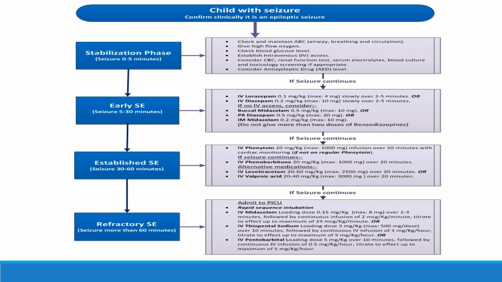Do not give more than 2 doses of benzodiazepines, because if there is no response to two doses of benzodiazepine, then we have to shift to more potent IV medications. If the seizure continues after 2 doses of benzodiazepines, then it is an established status epilepticus, and we will start immediately IV phenytoin with a loading dose of 20 mg per kg, infused over 20 minutes. You should monitor the patient for cardiac arrhythmias, especially if it is the first time to receive phenytoin and he is not on regular phenytoin.